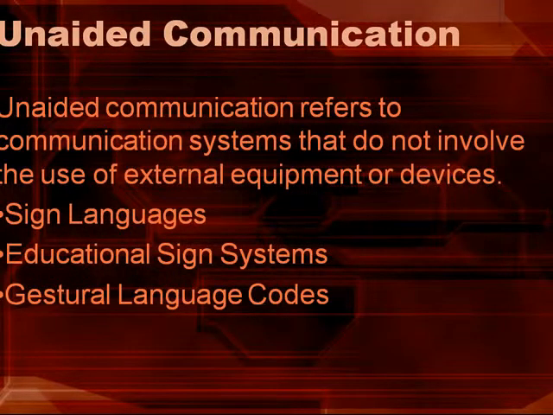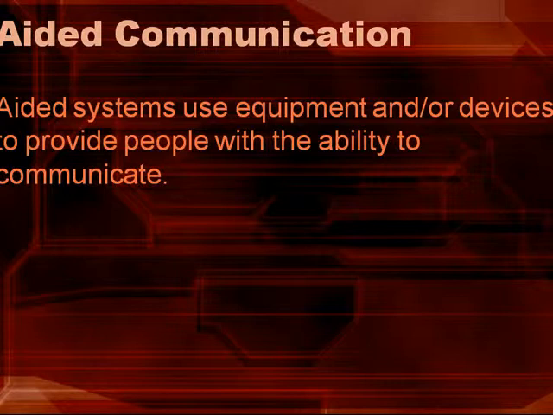Unaided communication refers to communication systems that do not involve the use of external equipment or devices. So things like gestural languages, like sign language, and gestural language codes, as well as educational sign systems. Aided communication, on the other hand, uses equipment and or devices to provide people with the ability to communicate. So something as simple as a page full of pictures that communicate what the individual needs, to something as complex as stringing together language and having it synthesized out through some device.